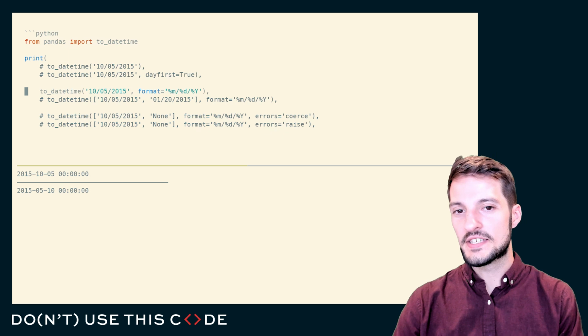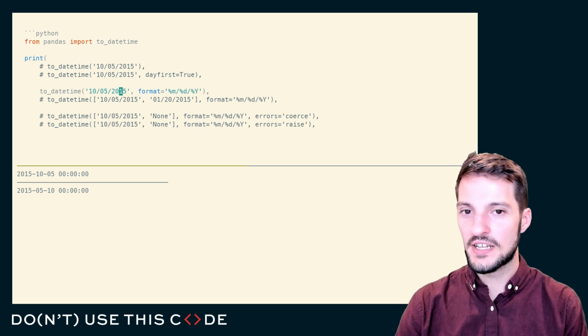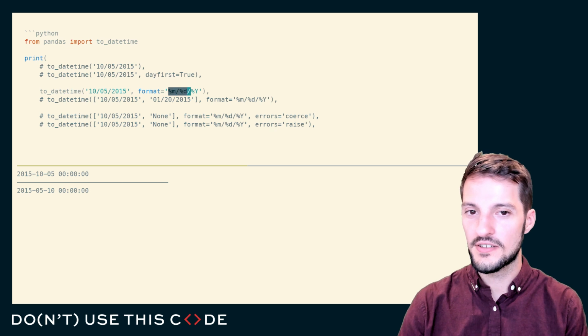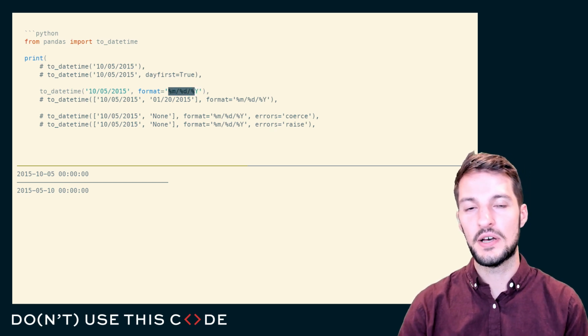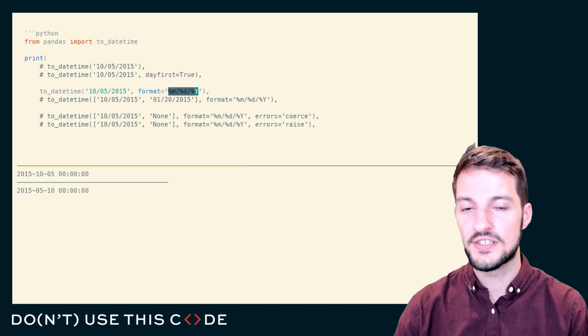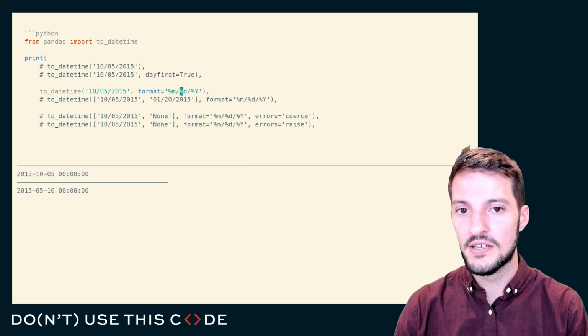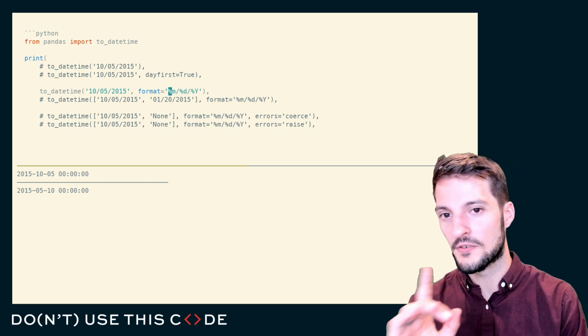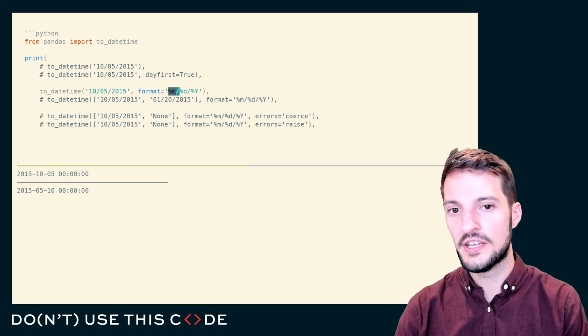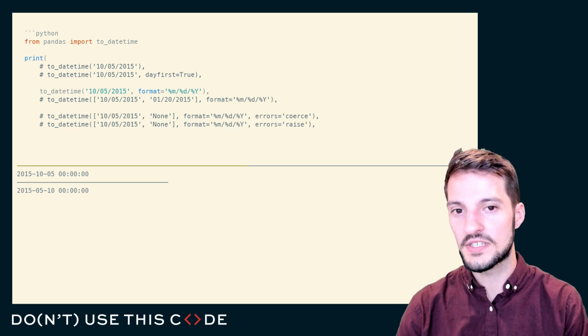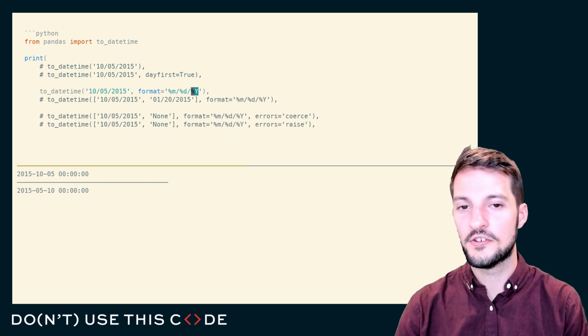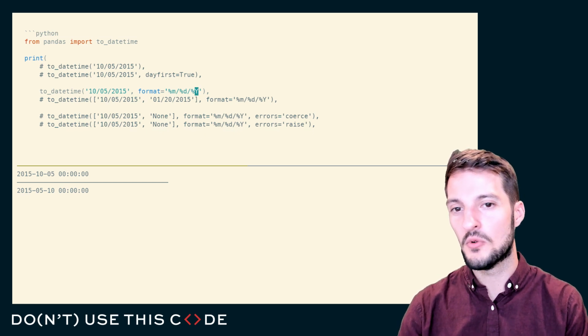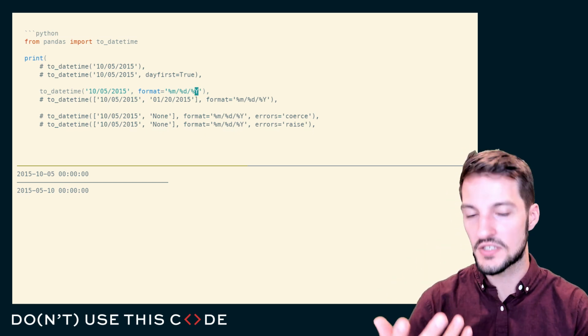I can supply this format explicitly. Instead of having to rely on day first, I can simply supply this format string, which is the exact same as Python's datetime module format strings. And so I can supply the month, and I can say that the first thing is a month, and then you'll encounter a forward slash. Then you're going to encounter the day, and then another forward slash, and then you'll encounter the year, and it's a capital Y because it's a 4-digit year instead of just a 2-digit year.